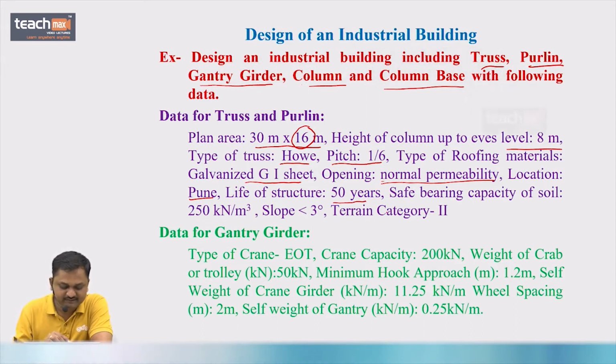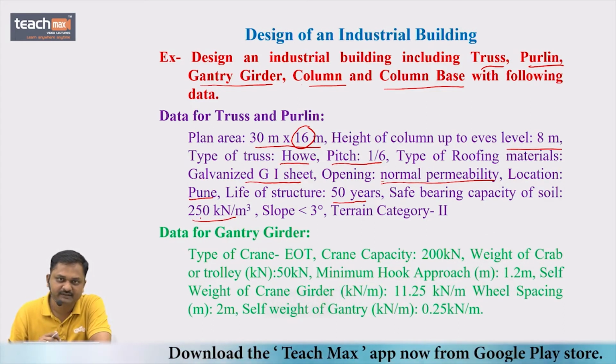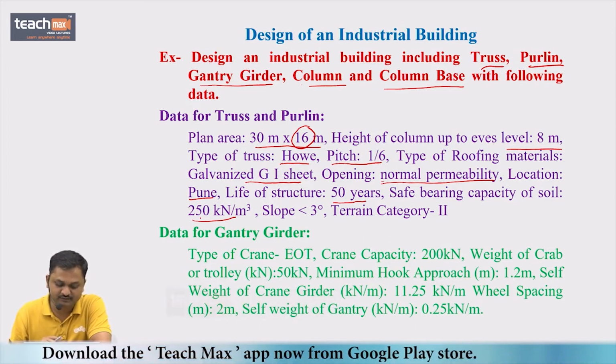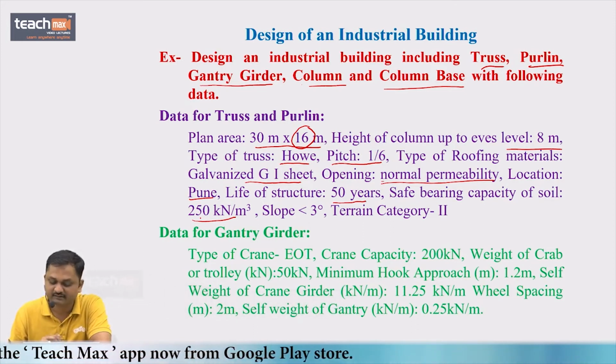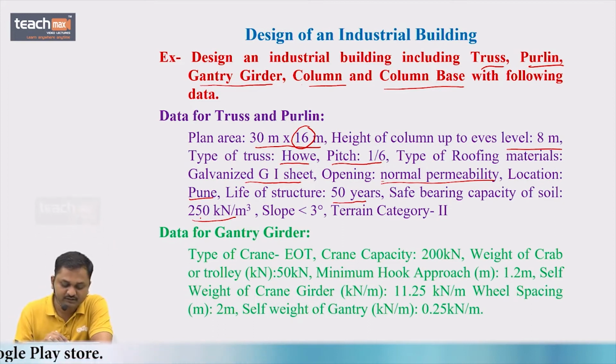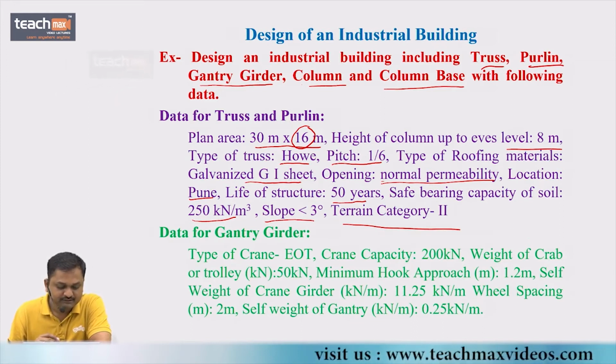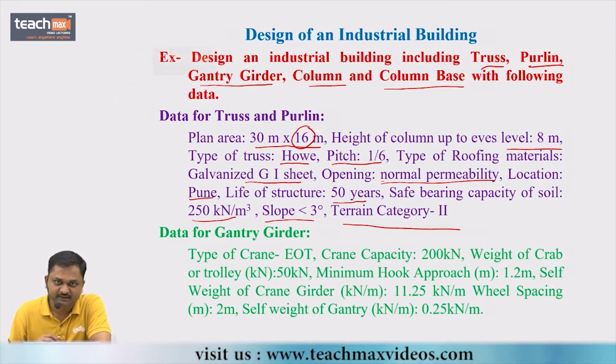Safe bearing capacity of soil for the hard strata is the first value we need, and definitely we get it by taking a test on the hard strata. The SBC of soil is 250 kilonewton per meter square is given. Slope and terrain category you can also assume, depending on the site condition. Fine. So this is the given data for the truss and purlin required.